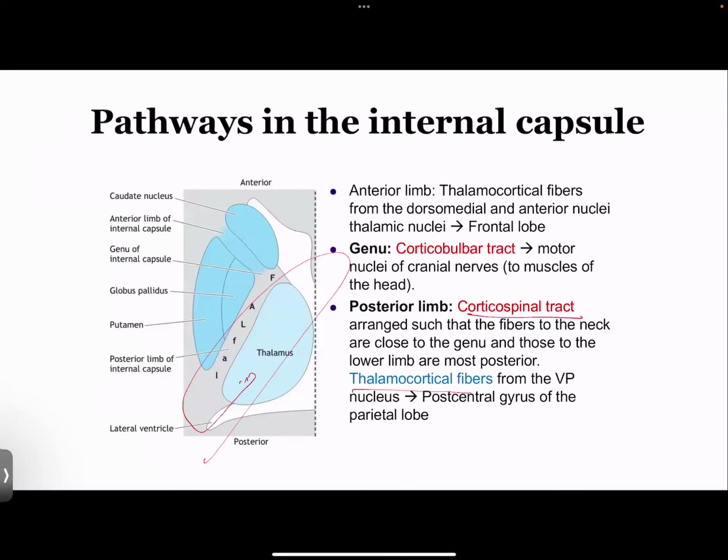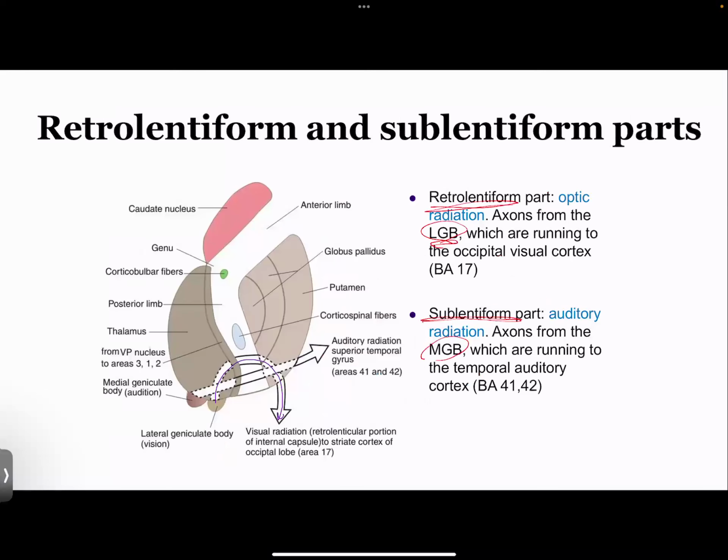So let's specifically talk about sensations. What are the deficits going to be? They're going to be in the movement, so they're not going to be able to move. They're not going to be able to sense anything on that side. And the LGB and the MGB are affected because the sublentiform and retrolentiform fibers pass through the posterior limb, somewhere in here. If the lesion happens here, they're going to be affected. So they're not going to be able to move, they're not going to have any sensation, and not only that, they're going to have the hearing and the vision affected.